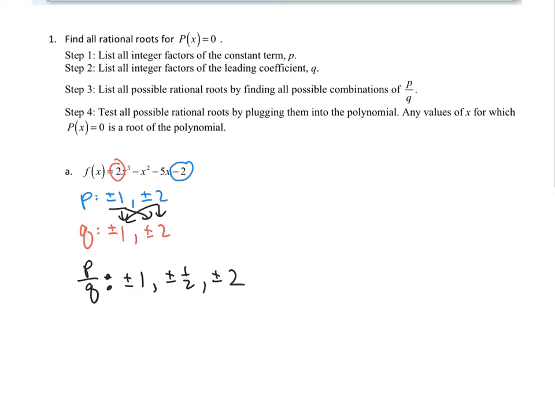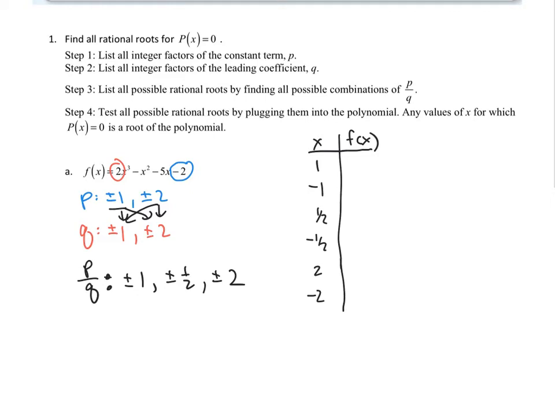So that's all of the possible combinations of p over q, and I think it's helpful to put them in a table. So x, f of x, and we've got positive 1, negative 1, positive 1/2, negative 1/2, positive 2, and negative 2. Any rational roots of this polynomial must be in this list. Now, not all of these numbers are going to be roots, so we test them by plugging them into f of x and seeing which ones actually give us 0.